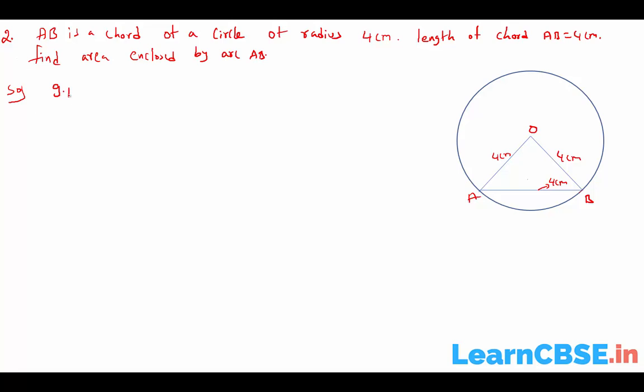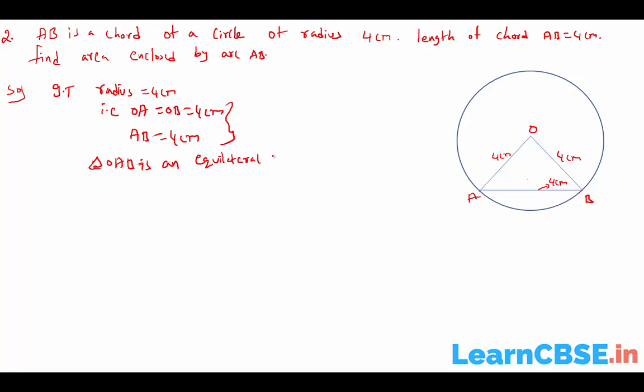Solution. Given that radius equals 4 centimeters, i.e. OA equals OB equals 4 centimeters, and also chord length AB equals 4 centimeters. From these two we can say that triangle OAB is an equilateral triangle. Now that means angle AOB equals 60 degrees, because in the equilateral triangle each angle is obviously 60 degrees.